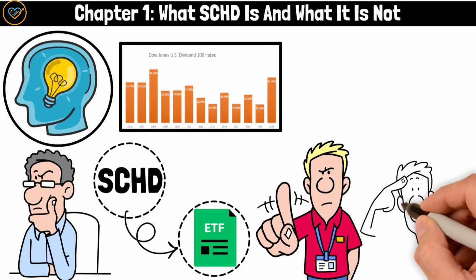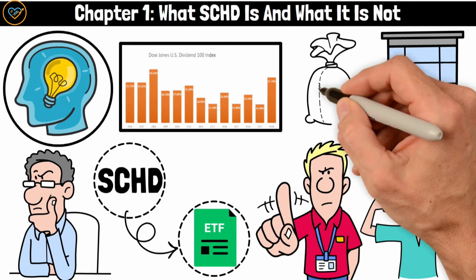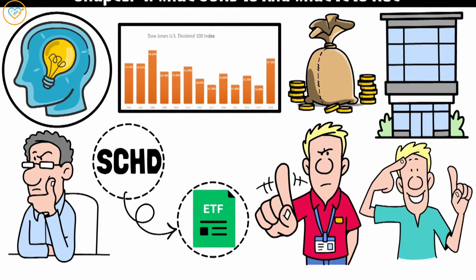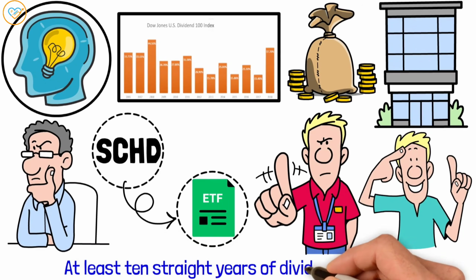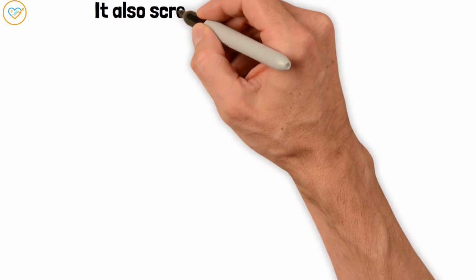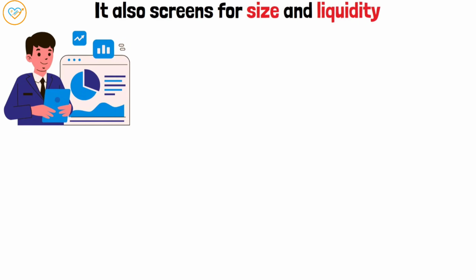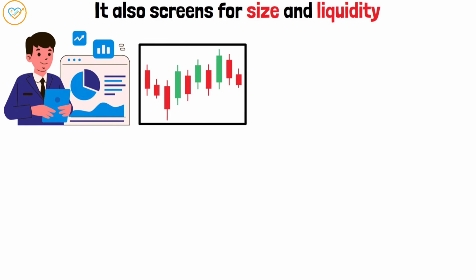The process decides. SCHD focuses on US companies with long dividend histories, at least 10 straight years of dividend payments, no exceptions. It also screens for size and liquidity, so these are established businesses, not small or thinly traded stocks.